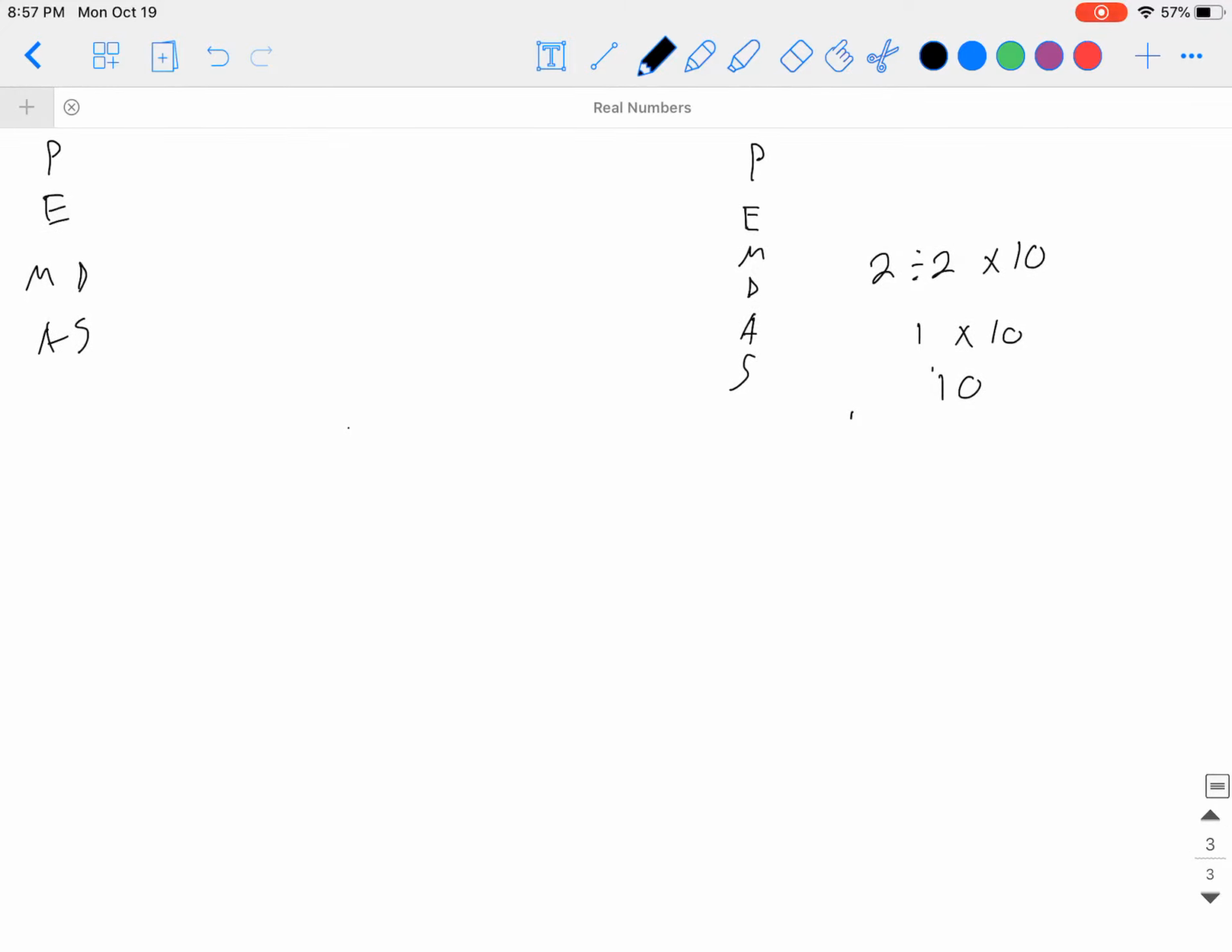The same is true for addition and subtraction. If we do 2 minus 2 plus 10, again, you might be tempted to do the 2 plus 10 first, since addition comes before subtraction in PEMDAS. But since addition and subtraction are on the same level, we have to do it left to right. So we end up doing 2 minus 2, which is 0, plus 10 is 10.